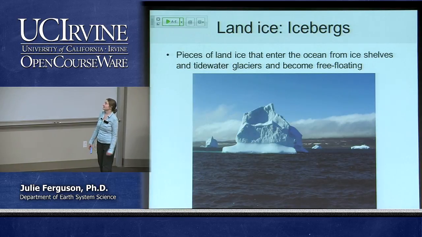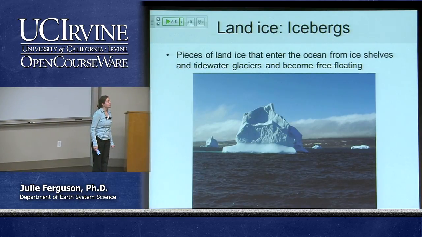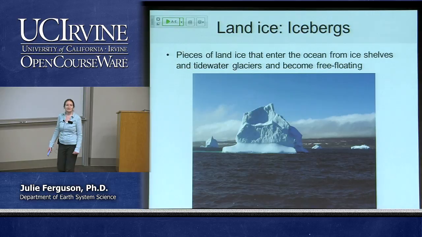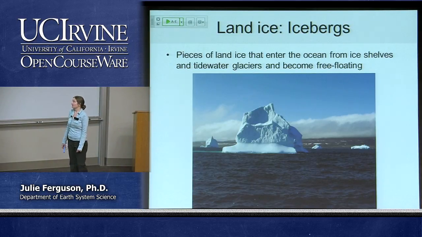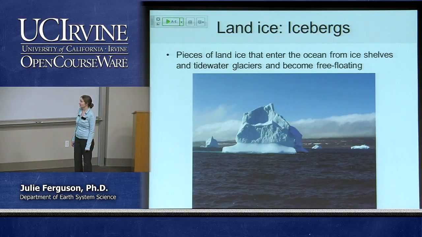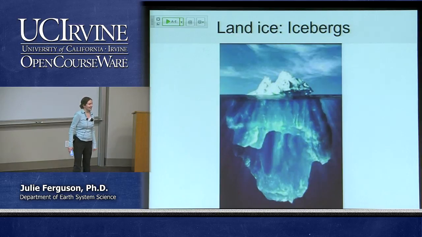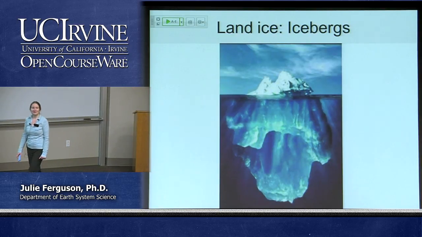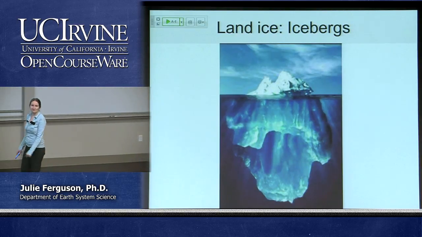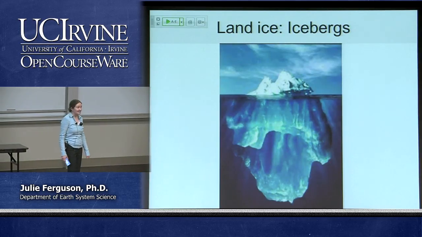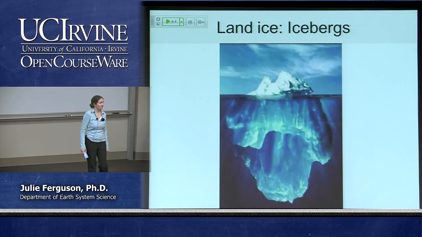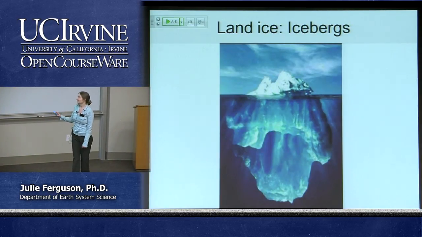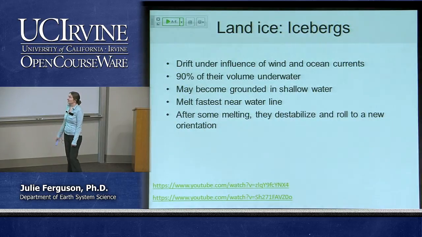So land ice and icebergs. Remember, this is not sea ice. This is still land ice. It just happens to have fallen into the ocean. And so you can see that we have our little iceberg floating there. But actually, it probably looks something more like that. Remember that a huge amount of our ice, probably sort of 90% of our ice, is actually under the water. You only see a tiny little bit of that iceberg above the water. Okay? So remember that.